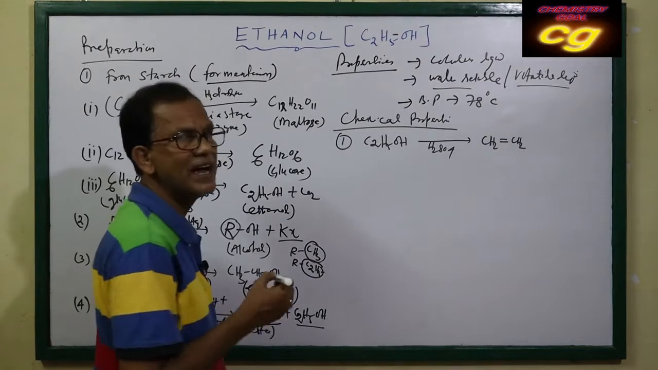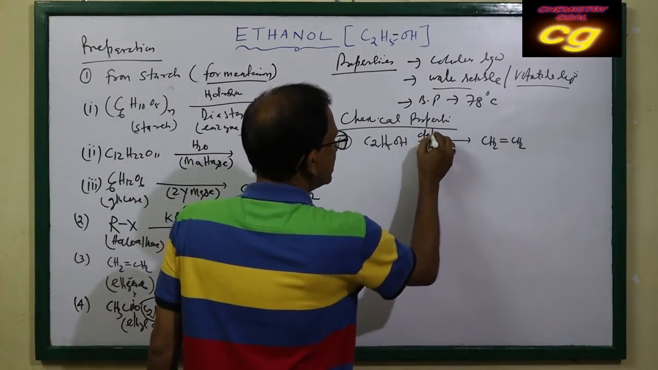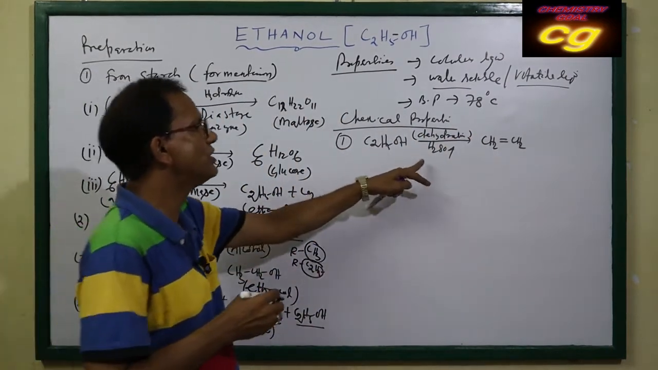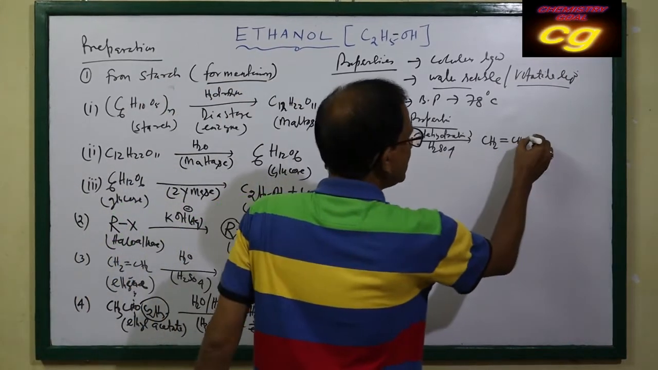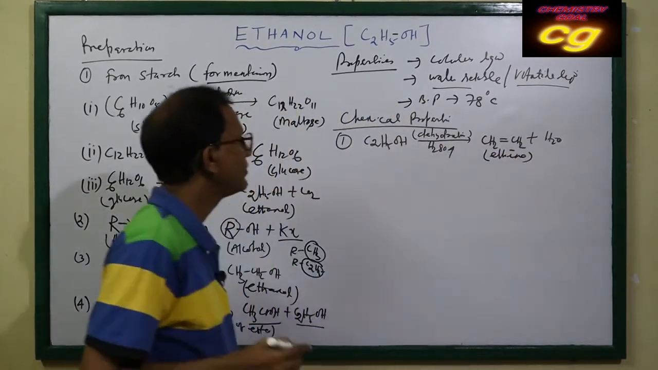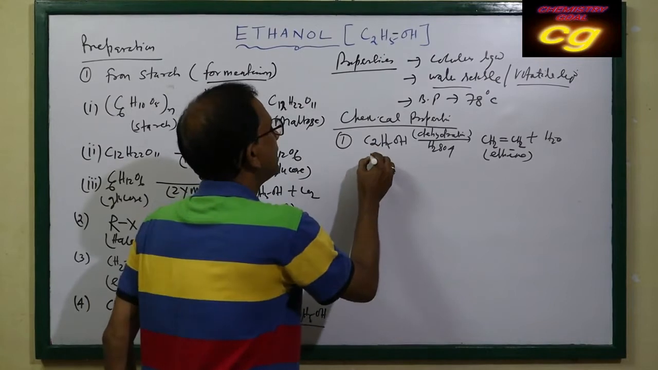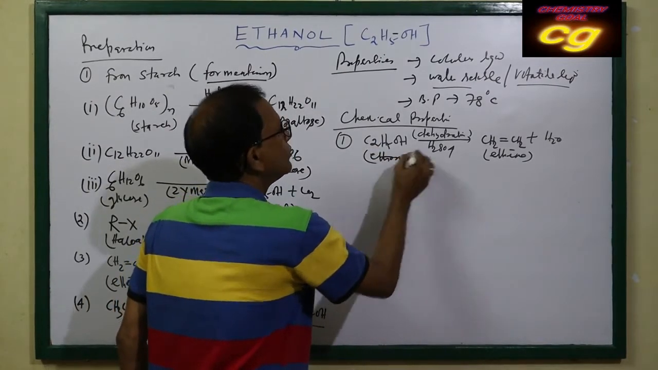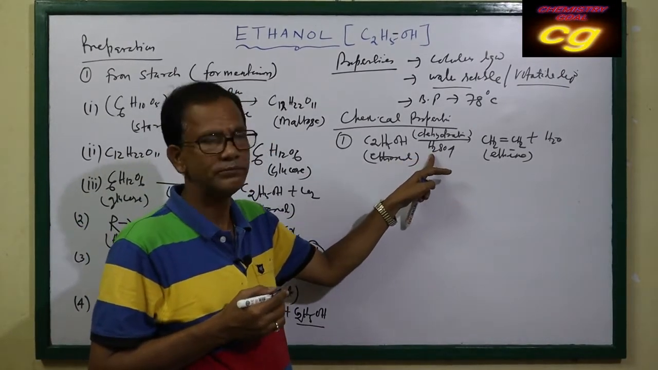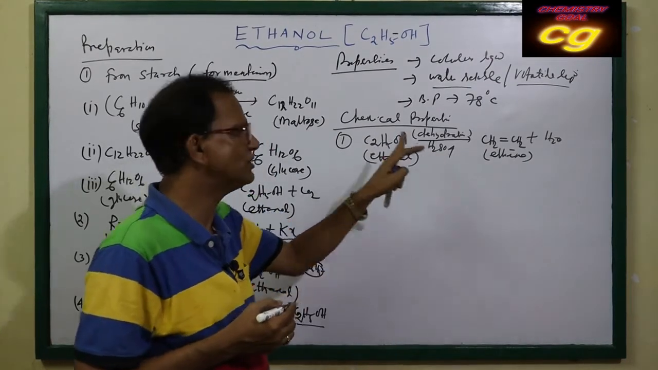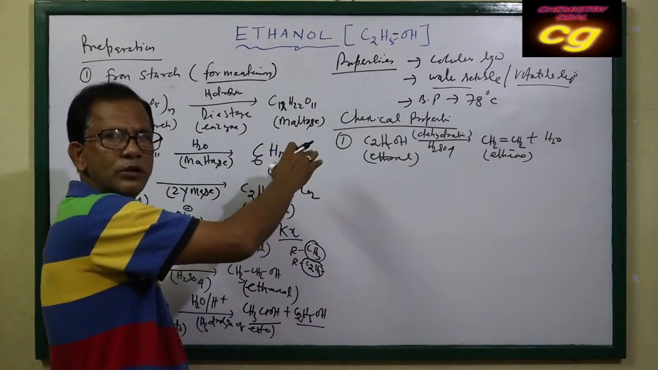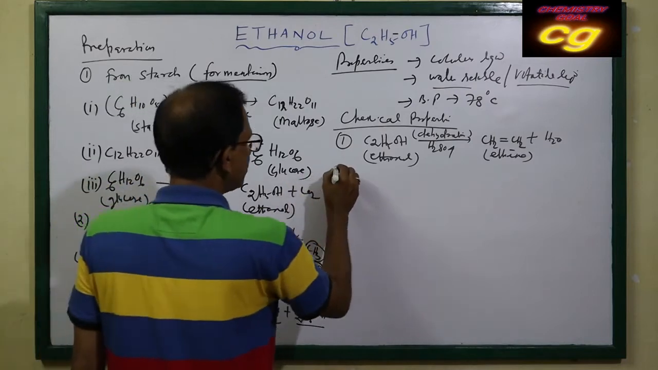This reaction is also called dehydration. Dehydration of alcohol using concentrated sulfuric acid forms alkene and water, that is ethene. So ethanol converts to ethene by dehydration using concentrated sulfuric acid. This is very important. Alcohol converts to alkene, ethanol becomes ethene, propanol becomes propene, like this. So this is one important chemical property.